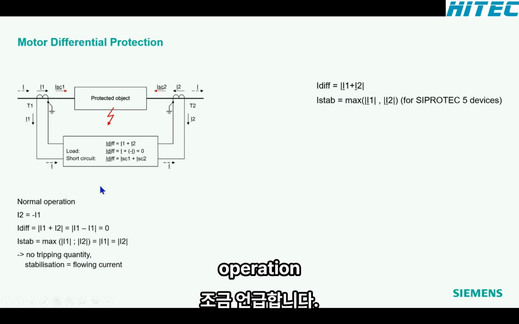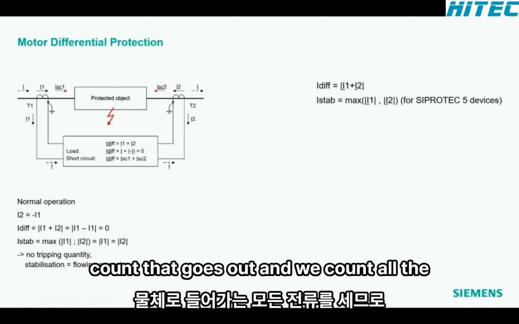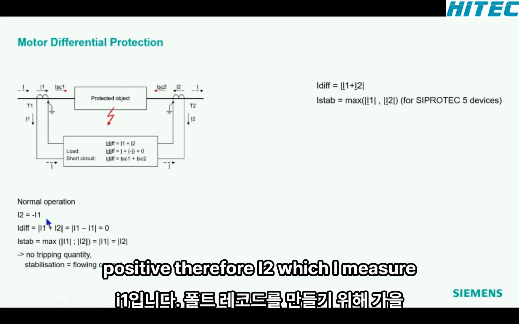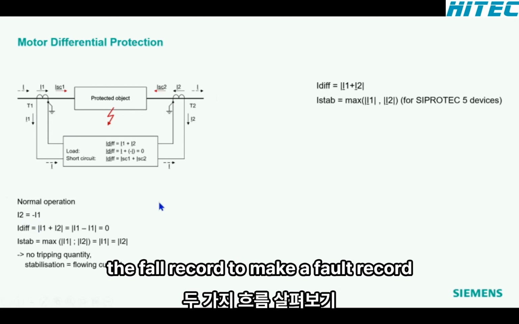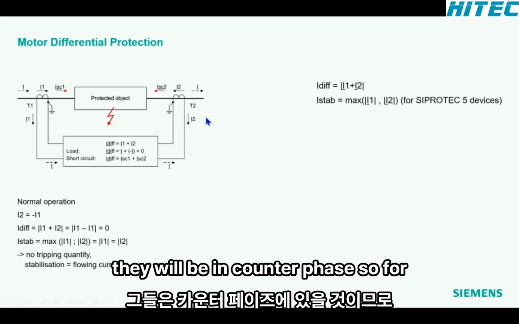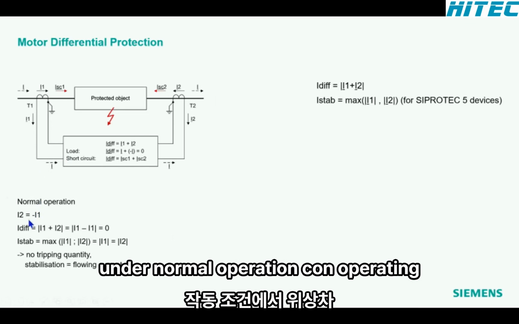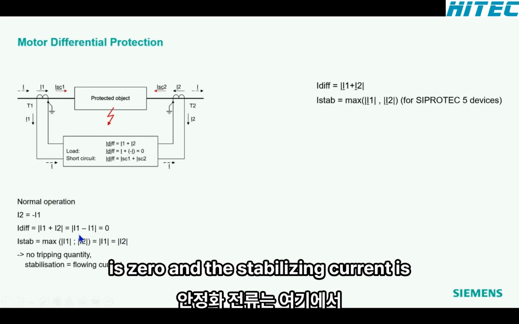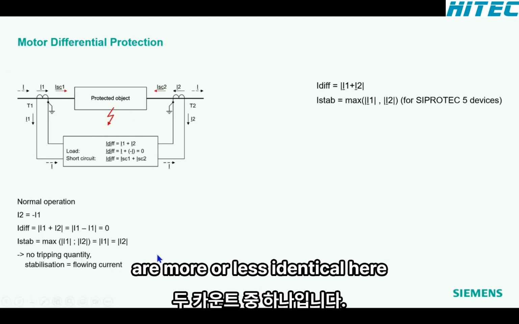Under normal operation, the current that goes in is identical with the current that goes out. And we count all the currents that go into the object positive. Therefore, I2, which I measure here, is minus I1. You see this also in the fault record. You make a fault record and you have a look at both currents. They will be in counter phase. So for each phase, both sides will be in counter phase. Under normal operating condition, the differential current hence is 0, and the stabilizing current is one of the two currents because they are more or less identical here.